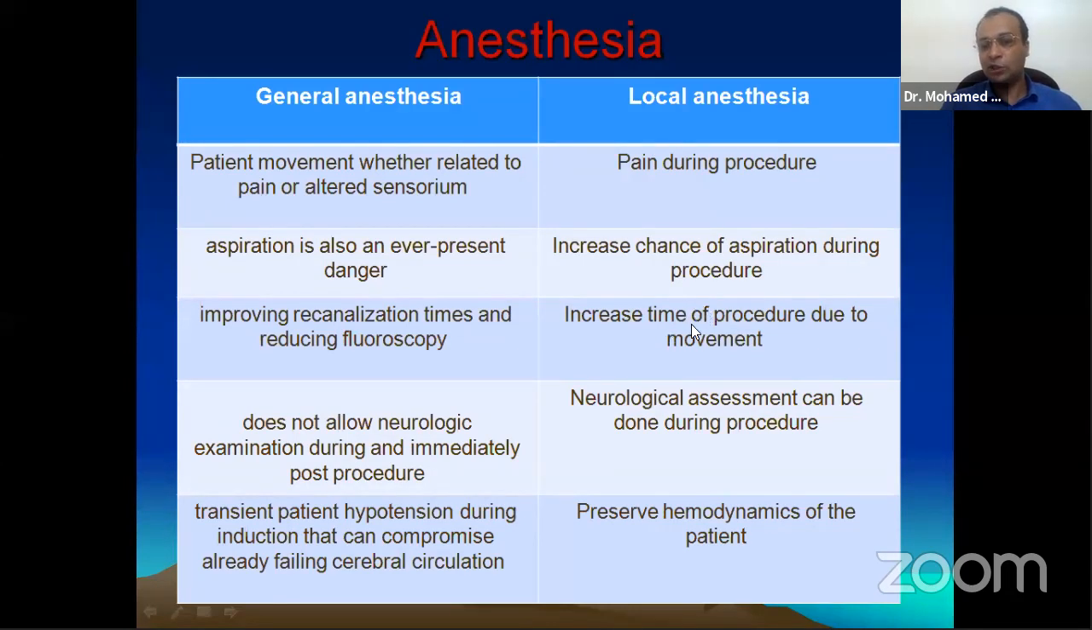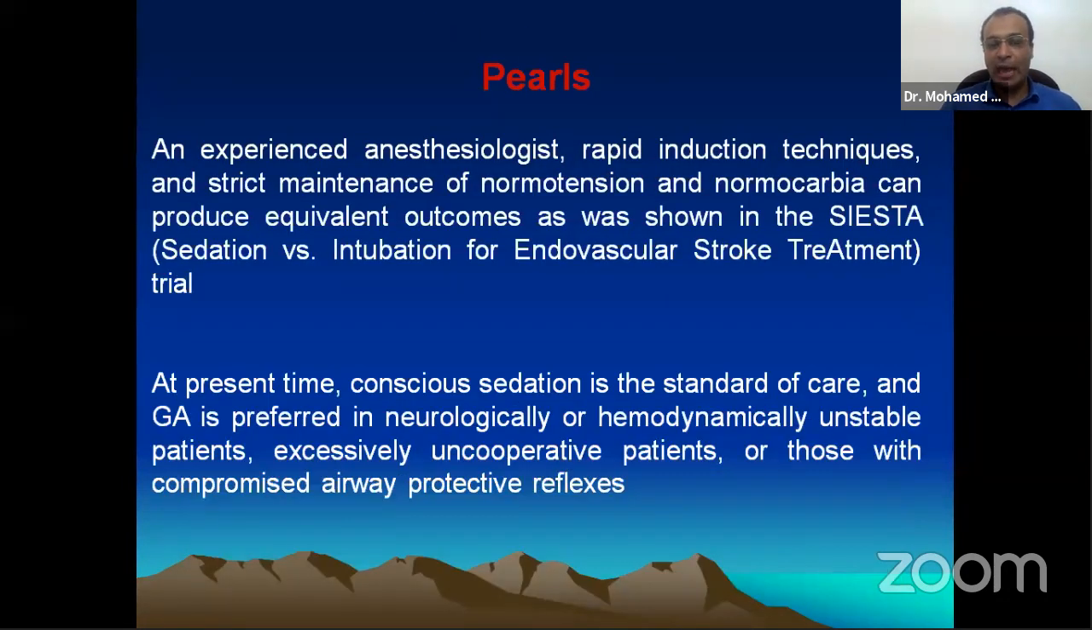For local anesthesia, the advantage is to assess the patient during the procedure. If there is a deficit, we can manage the hemodynamics, because with anesthesia induction, sometimes hypotension occurs, and hypotension leads to hypoperfusion during the procedure, and this will harm the patient. So if we have an experienced anesthesiologist with a rapid induction technique, it is better to use general anesthesia, especially if the patient is neurologically unstable or uncooperative. Otherwise we can use local anesthesia with sedation, maintaining normal pressure during the procedure.